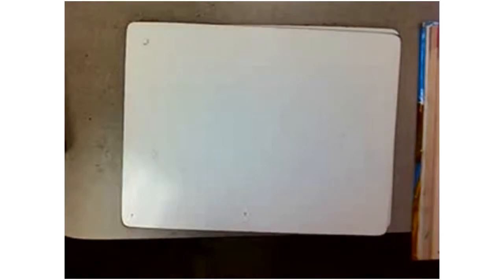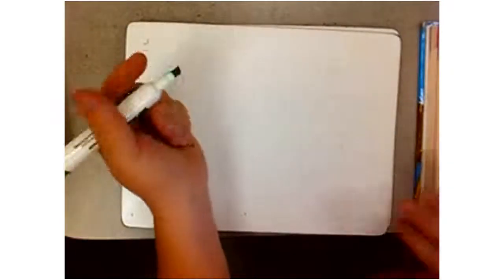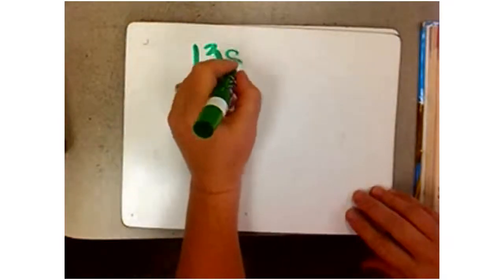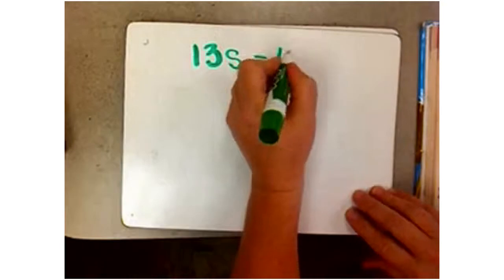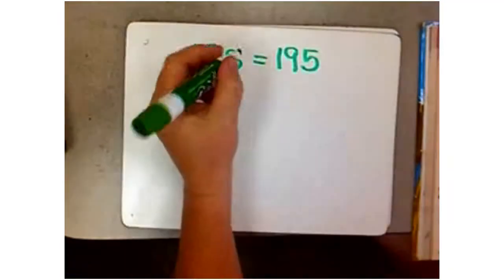So here you go, Jake. You are looking at some homework, I think, from page 88, which has you solving one-step equations for when something is either being multiplied or divided. So, for example, if you have a problem like 13s equals 195, you have to get s by itself.